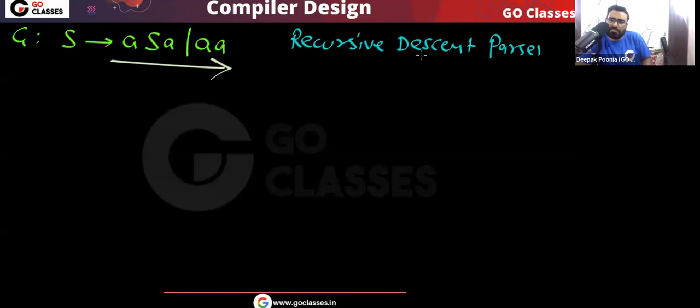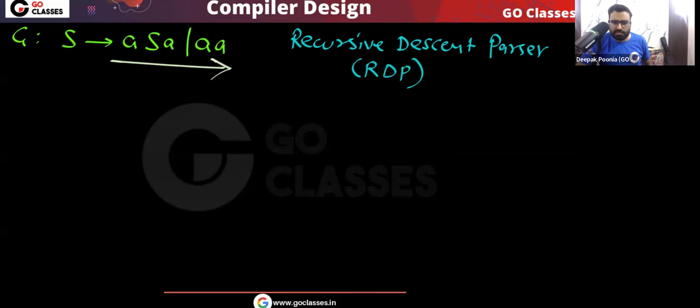Grammar G, that is S going to ASA or AA. This is the grammar, and the question is saying that in this order we need to apply the productions. Okay, and remember, we need to parse using a recursive descent parser. We need to do the parsing with the help of a recursive descent parser. In short, we will call it RDP. Okay, so let's see.